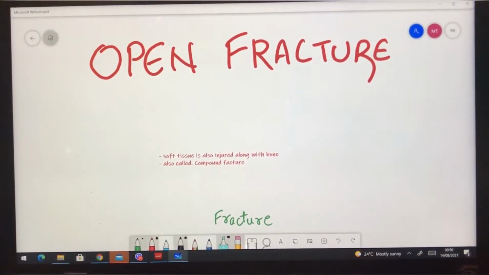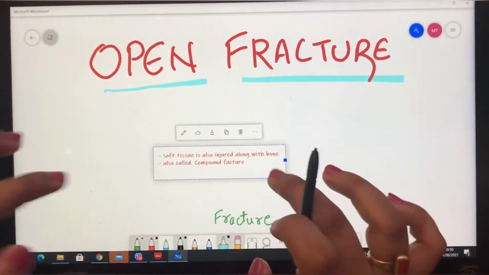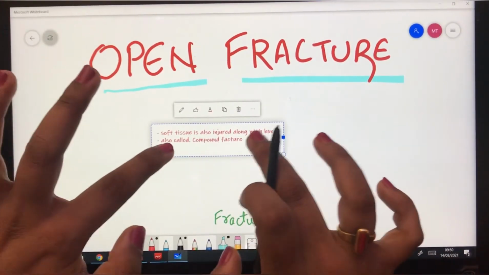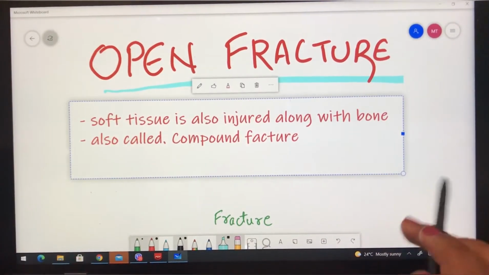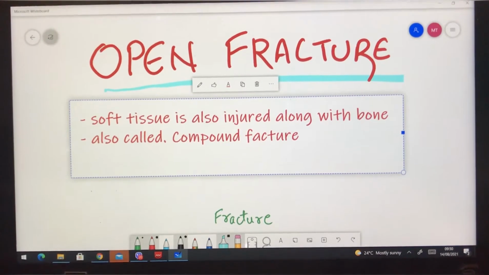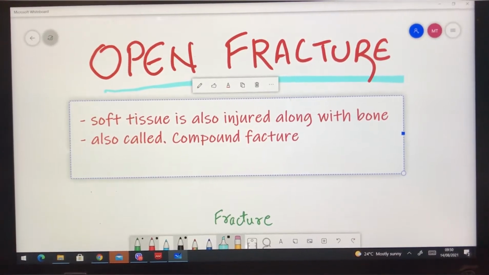So guys, in this video we are gonna talk about open fractures. So what is an open fracture? Open fracture is one in which there is always soft tissue damage, or soft tissue is always injured. So there is always an open wound or break in the skin near the site of a broken bone. This is also called a compound fracture.